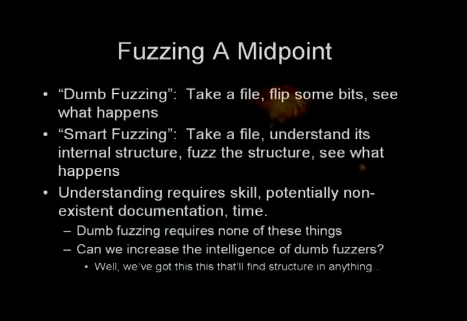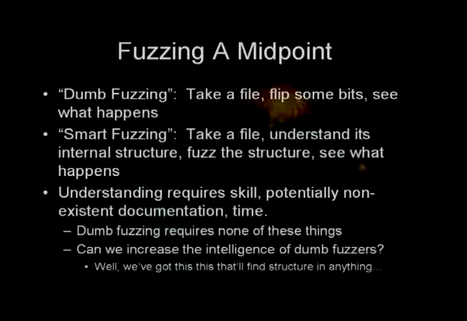All right? Dumb fuzzing: take a file, flip some bits, see what happens. And we've got smart fuzzing: take a file, understand its internal structure, do all this analysis, fuzz in the structure, reconstruct it back. Smart fuzzing is awesome. It does horrible, horrible things, but man, it's a pain to do. Dumb fuzzing misses a lot of stuff because it's just, well, dumb. We've got to find a midpoint.